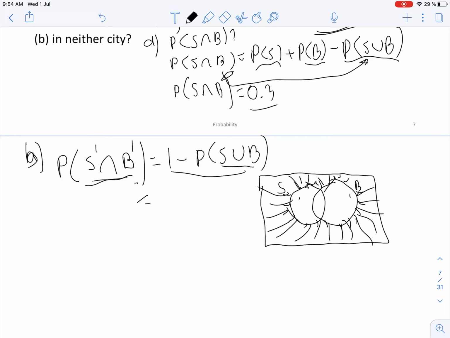So it makes sense. Then using this expression, this is just 1 minus 0.8. So the probability that the company won't open in Beijing and in Shanghai will be 0.2. That was the desired probability in this example. Okay, let's keep going.